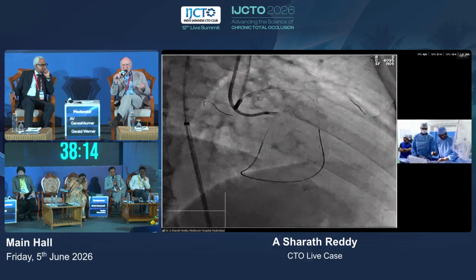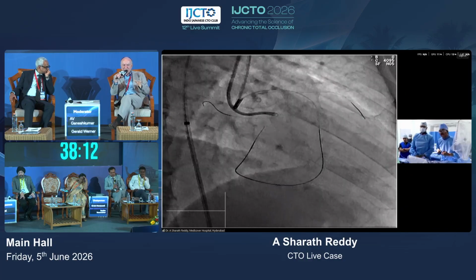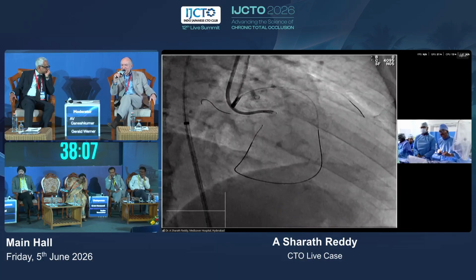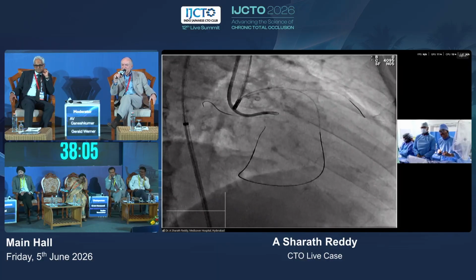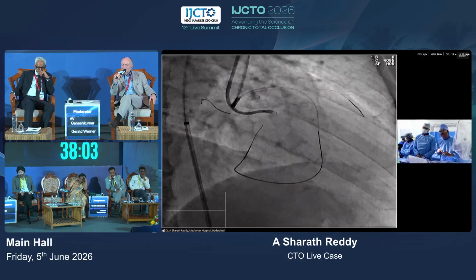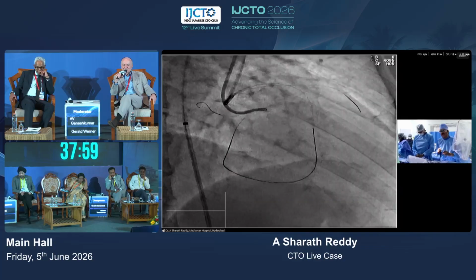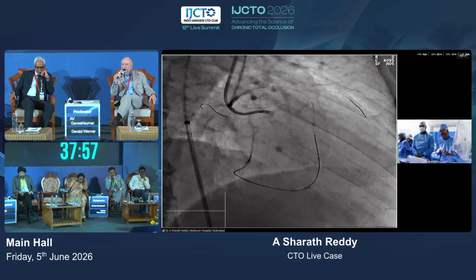So I think the microcatheter is back again. What are you doing? What is your plan to understand the angio? I'm only just trying to penetrate the cap and go a little bit into the CTO segment. Then I'll de-escalate the wire to Gaia 3. But I thought you had already penetrated.